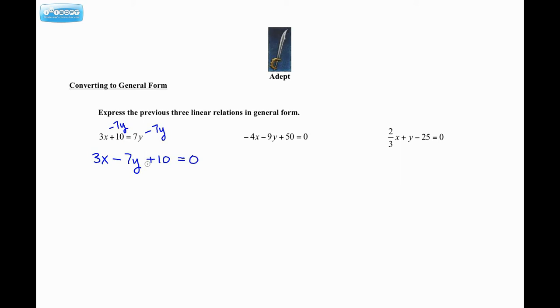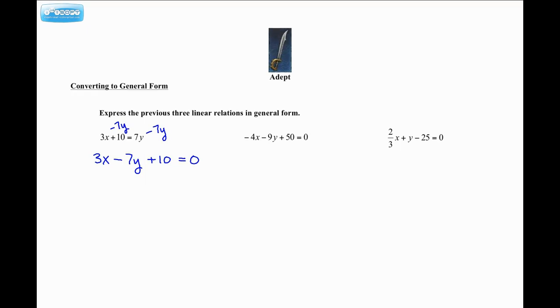There are no fractions. The number in front of x is positive. Everything is equal to 0. We're done. All right, so the next one I believe requires the least amount of work. There are no fractions. Everything is set equal to 0. The only problem is, as I explained before, the number in front of the x is negative. So to fix that, we just need to change the sign.